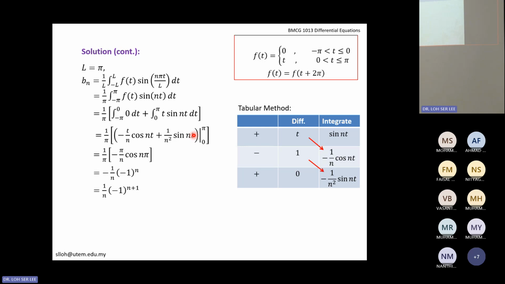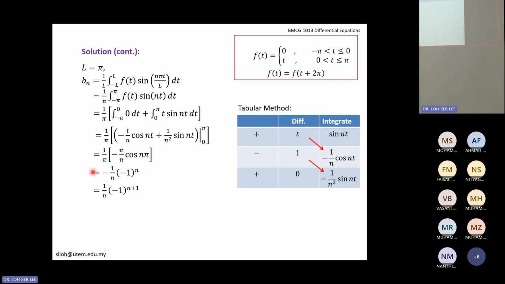Pi into this t, sine n pi is 0. Then 0 into this t and this t. When t is 0, this is 0, and sine 0 is also 0. That's why you have only one term. Cancel out the pi, so you have negative 1 over n cos n pi.